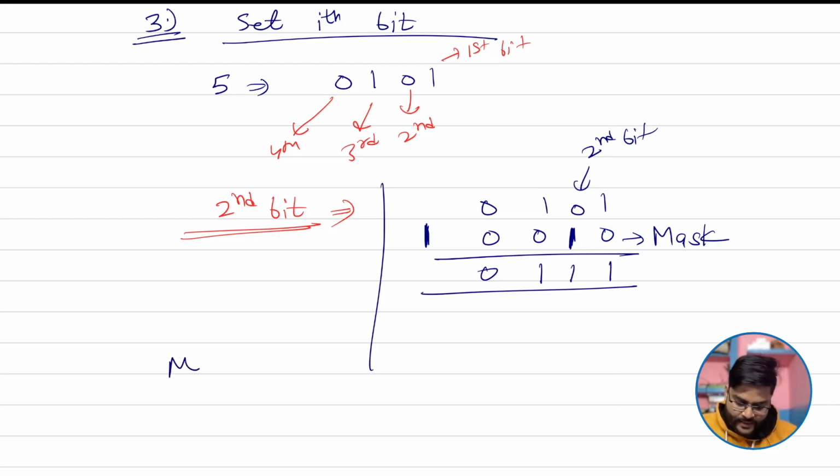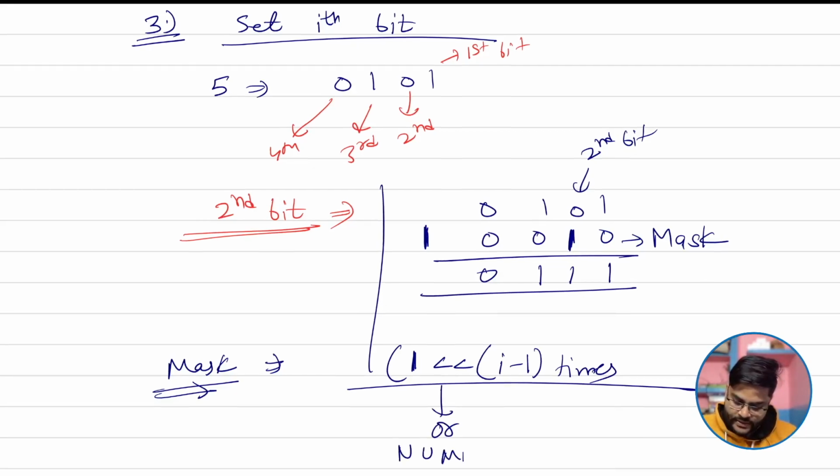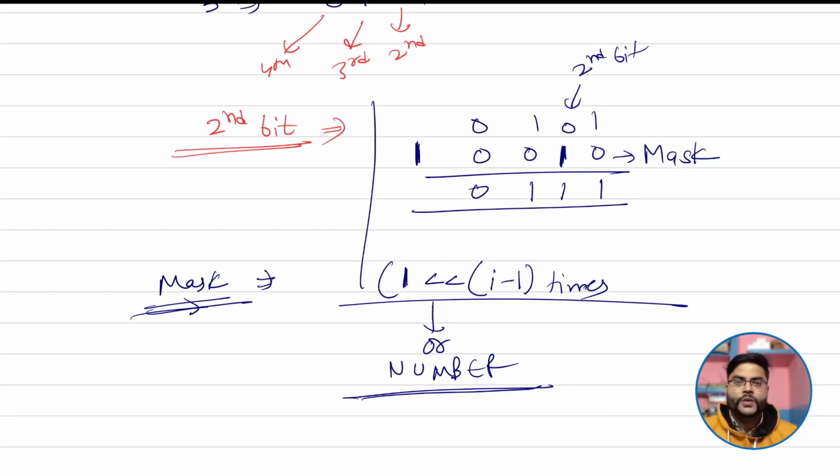Now how to create the mask? I think that should be easy, we have done it already. I will take 1 and do left shift by i minus 1 times. That will be our mask. And I will do bitwise OR with my number. That will result in setting the ith bit.